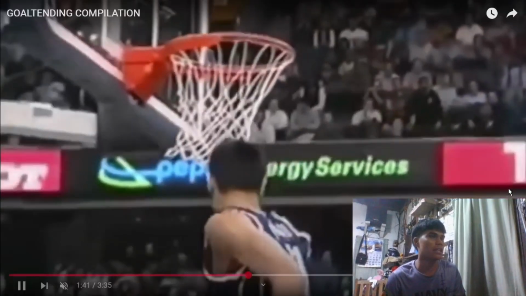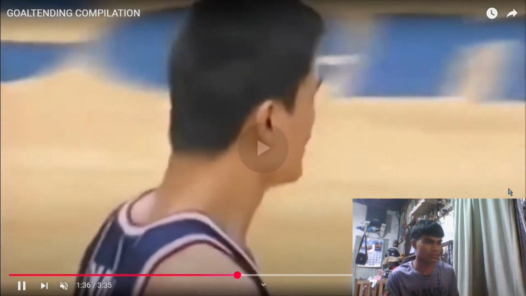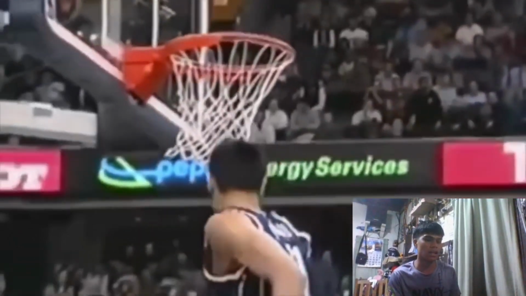Okay, let's watch the video. There it is. That is goaltending. Because, as you can see, the ball has a big chance to score, or it hits the ring or gets shot. Yes, there is a big chance it goes in. And then Yao Ming here, the player who blocked, touched the ball, which has a big chance or tendency to score. So he was called for goaltending because what?